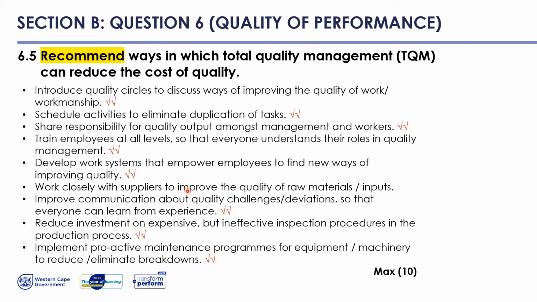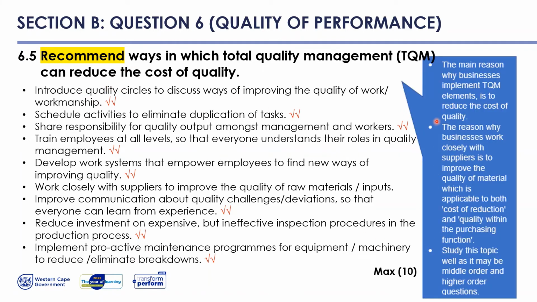We work closely with suppliers to improve the quality of raw materials and inputs. We improve communication about quality challenges and deviations so that everyone can learn from their experience. We can reduce the investment on expensive but ineffective inspection procedures in the production process, and also implement proactive maintenance programs for equipment or machinery to reduce or eliminate breakdowns. Now learners, again, remember with your marks at the end, this is nice because if you remember your points, you get a nice 2 marks for each point that you can remember.